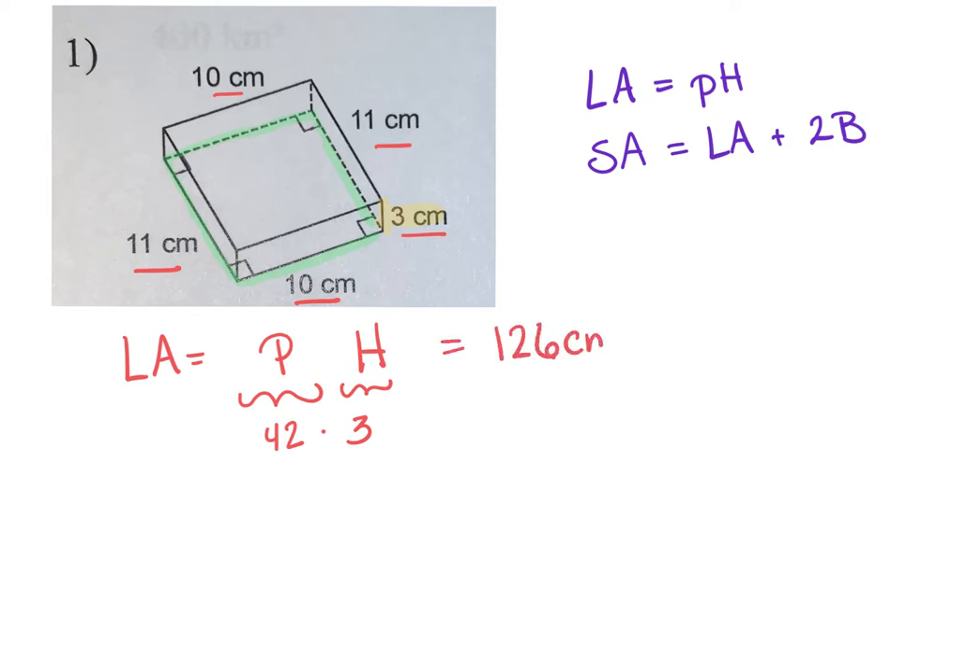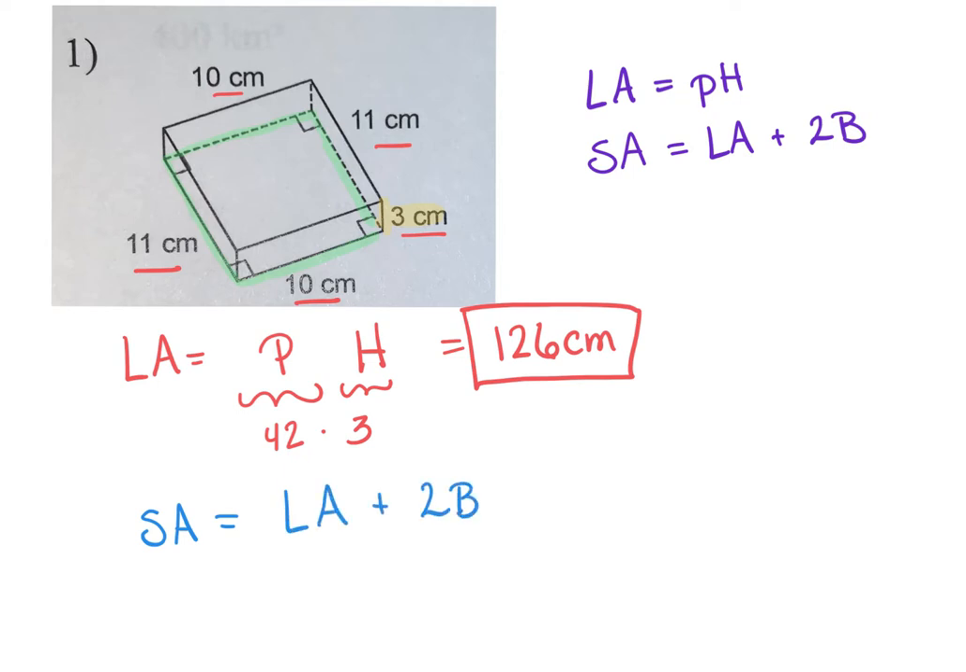126 centimeters. All right, that is my lateral area. I have solved for that one. Now I'm going to do surface area. Surface area is going to be my lateral area plus 2 of my bases.